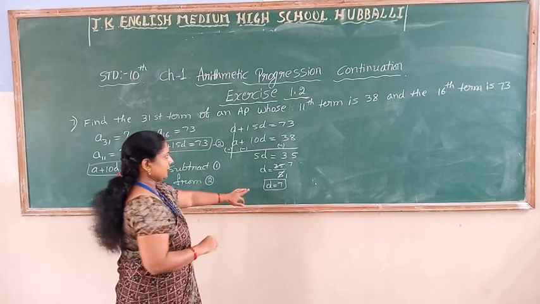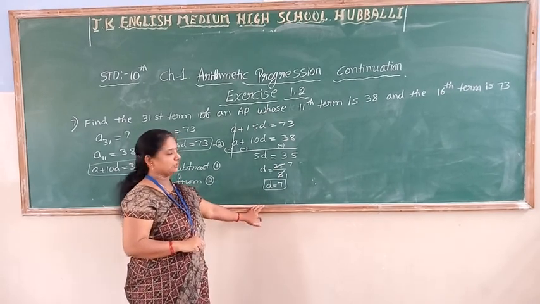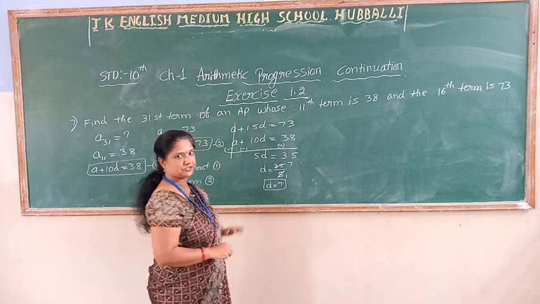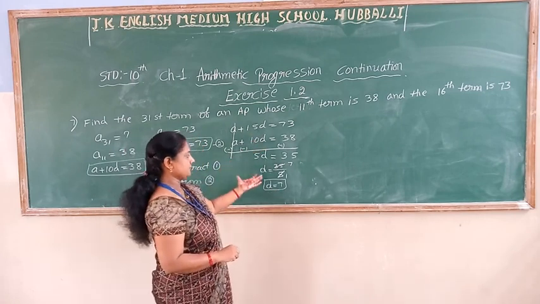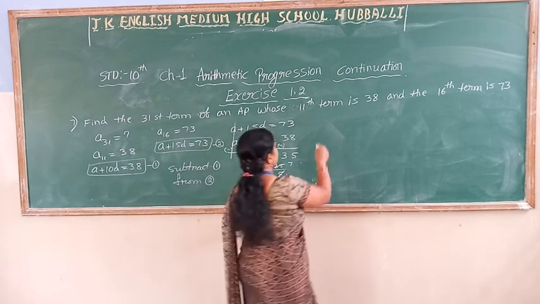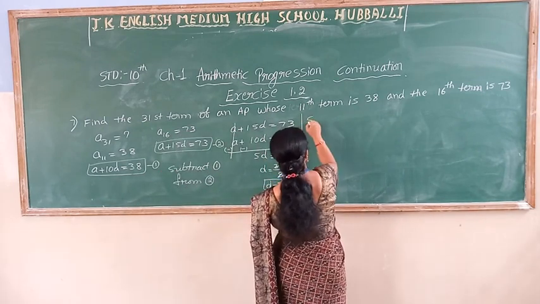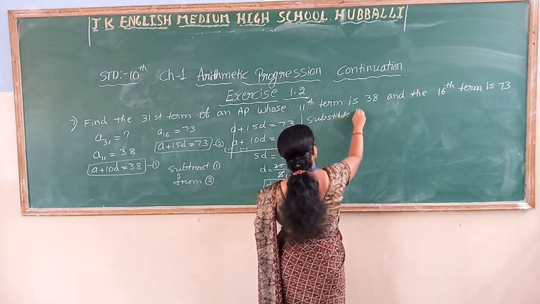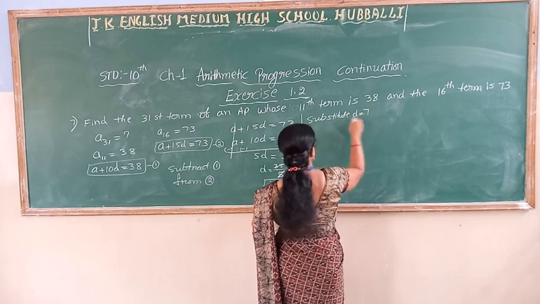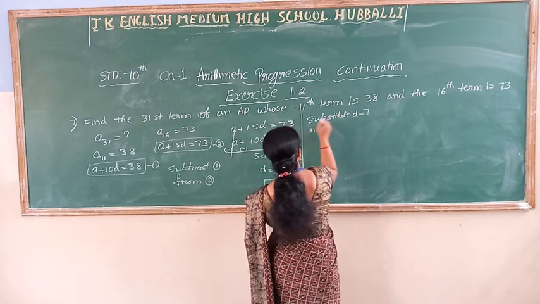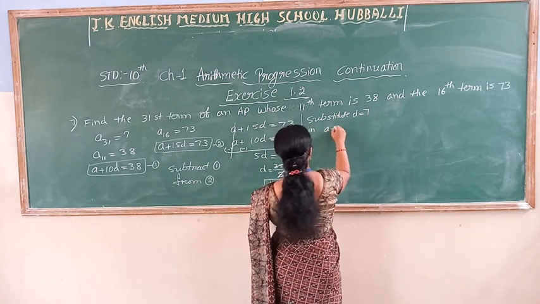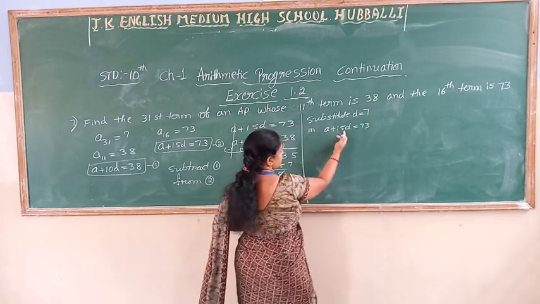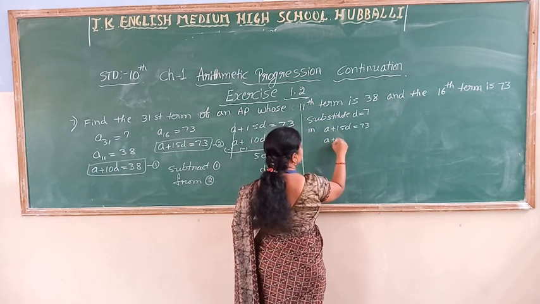D value I got now. A value I should find now. So to find the A value, substitute this D value in any one of these equations. You can substitute in any one. You substitute D is equal to 7 in A plus 15B is equal to 73. Substitute D value as 7.